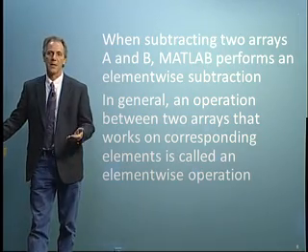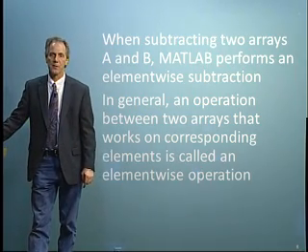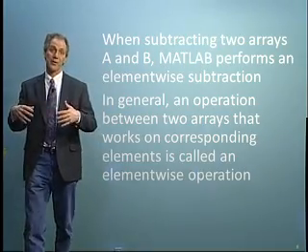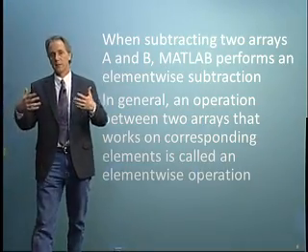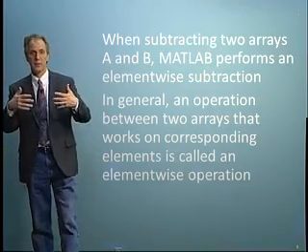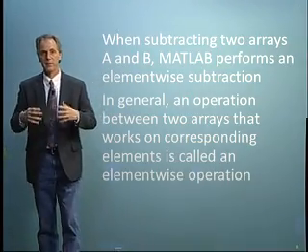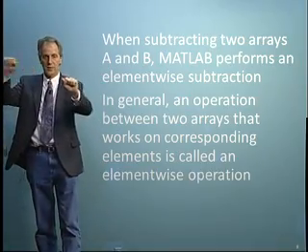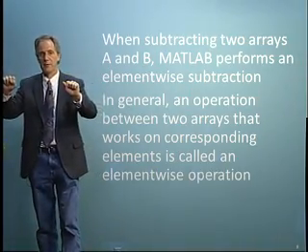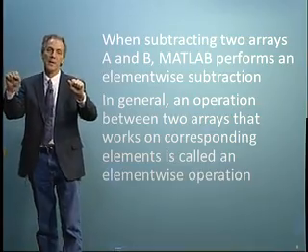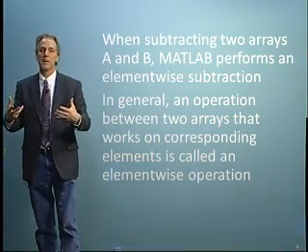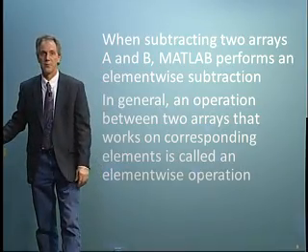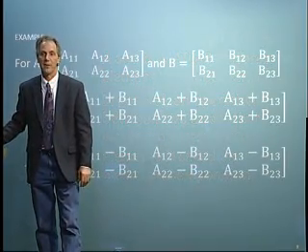In general, an operation between two arrays that works on corresponding elements is called an element-wise operation, or I'll often just call that array mathematics as opposed to matrix mathematics. But element-wise is a good way of understanding the term. Each element gets matched with the corresponding pair in the other array. You might think that's the normal way to do things, but if you're used to working with matrices, element-wise is often a little unusual, especially when it comes to multiplication, which we'll get to in just a second.